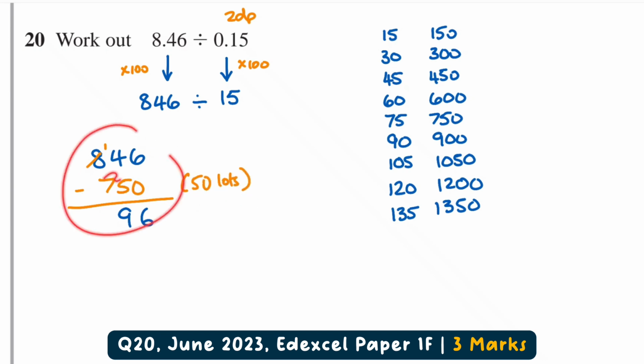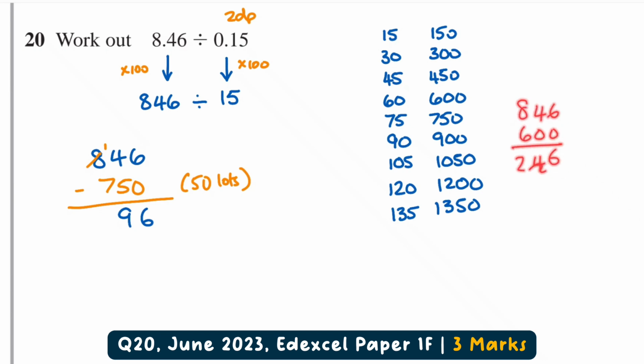Notice in my subtraction, I've had to borrow to get my answer of 96. If you do not like borrowing when you subtract, you can choose a smaller number. So you could do 846 take away 600 instead. And that way you don't have to borrow. The most efficient way to use this method is to take away the largest chunk. But if you're not comfortable with borrowing, you may use a smaller chunk.